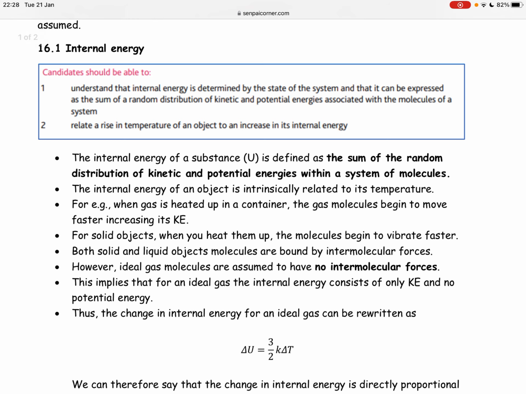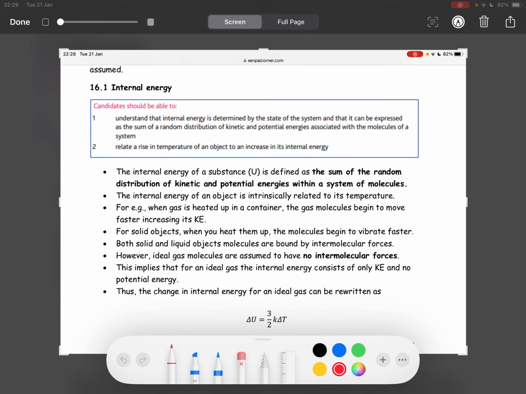Internal energy of a substance, which is basically U as we've mentioned, is defined as the sum of the random distribution of kinetic and potential energies within a system of molecules. The internal energy of an object is intrinsically related to its temperature. For example, when gas is heated up in a container, the gas molecules begin to move faster, increasing its kinetic energy. For solid objects, when you heat them up, the molecules begin to vibrate faster.